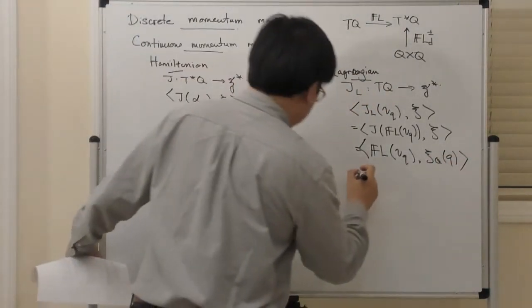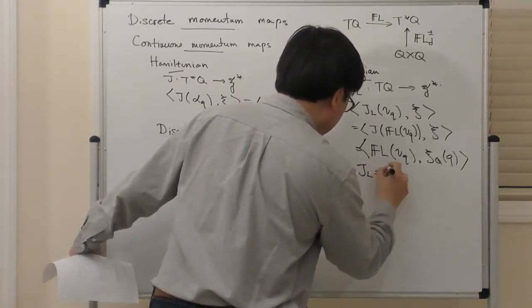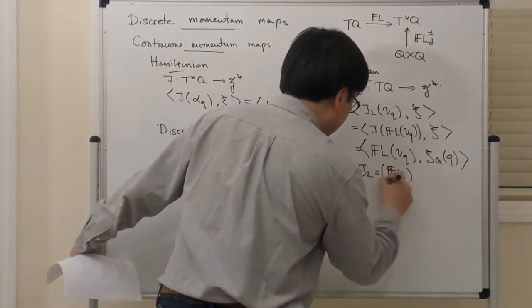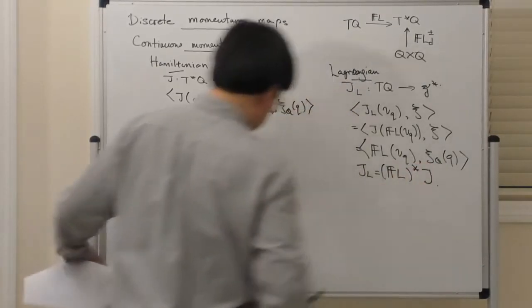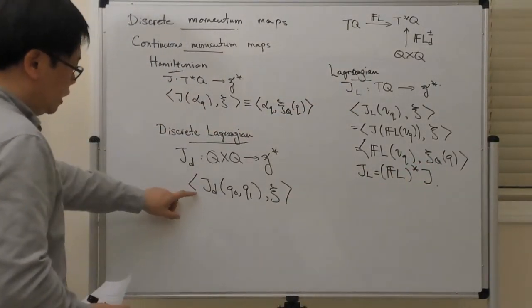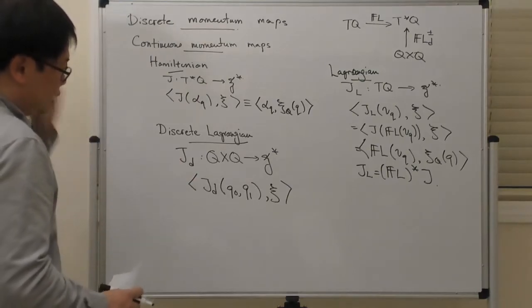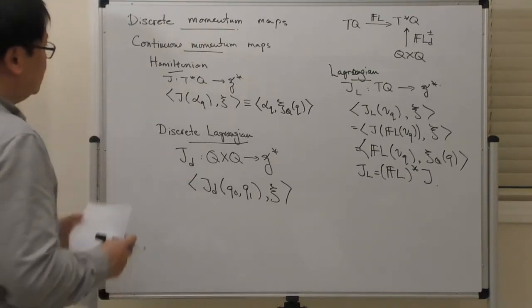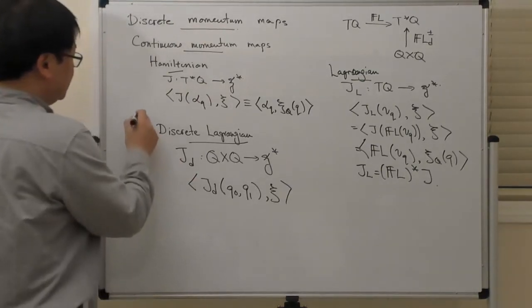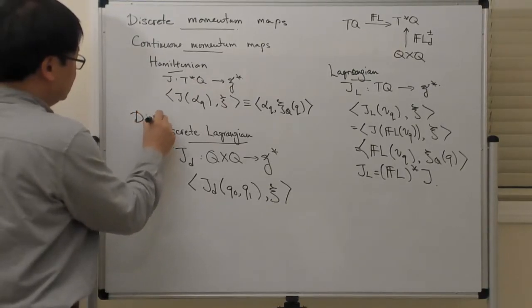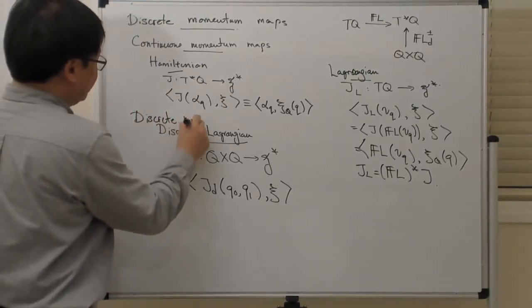And again, that means that J_L is the pullback by the continuous Legendre transform of J. So I want to define J_D, which is the momentum map associated with the discrete Lagrangian. So the discrete momentum map here.